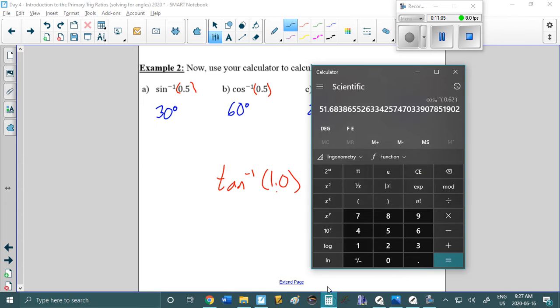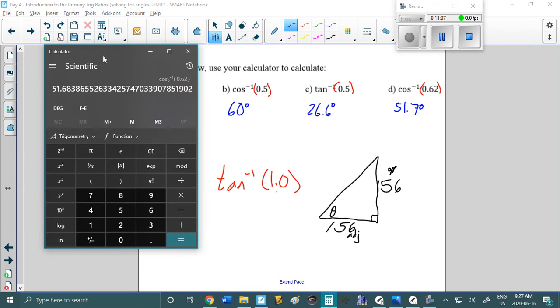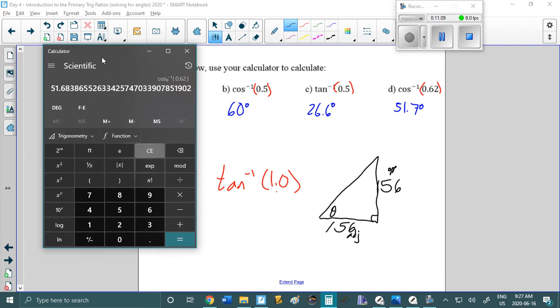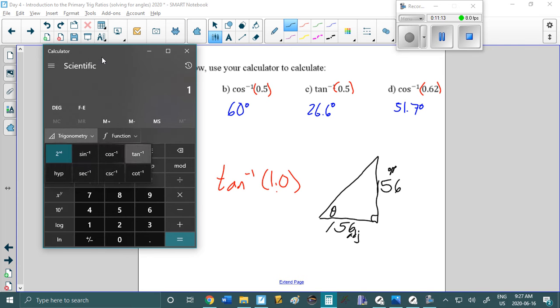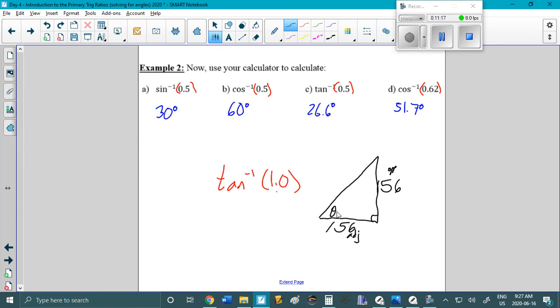Now, if I do inverse tan of 1, what do you think the answer will be? Again, I encourage you to pause it and try it out. The answer is 45 degrees. Now let's think about why that makes sense. If this is 45 degrees, this is 90, this would have to be 45 if you subtract from 180. Now tell me why that makes sense, or think about why that makes sense.